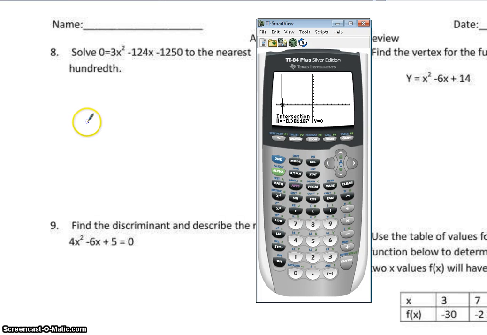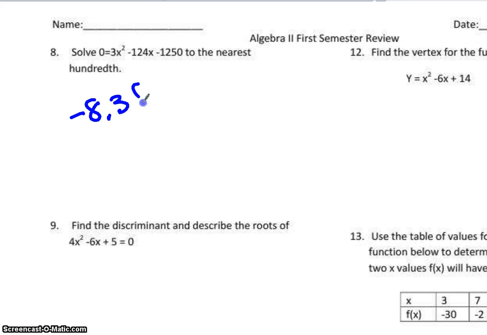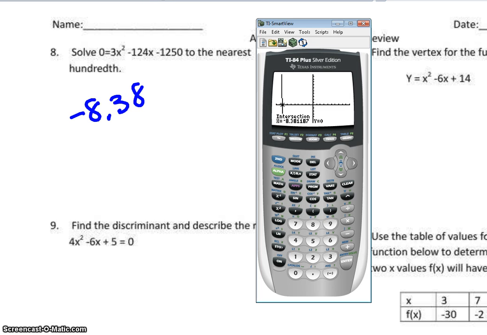Remember, we're going to the hundredth, so it's -8.38. You've got to have a second answer. So you're going to go second, calc 5 again. Go to the right until you see your cursor close to this other solution. Enter, enter, enter. And I didn't go far enough.